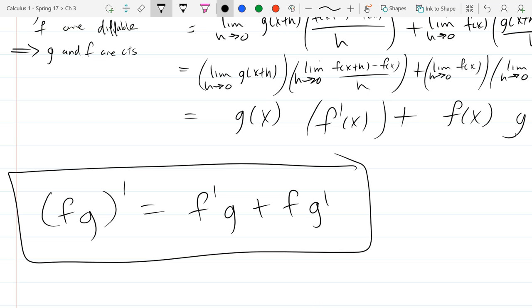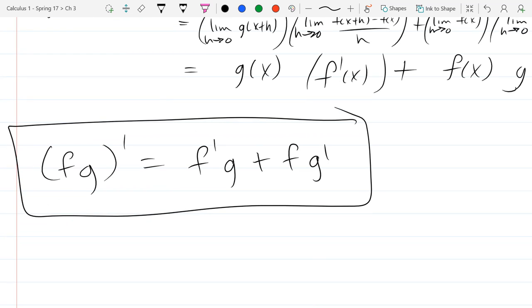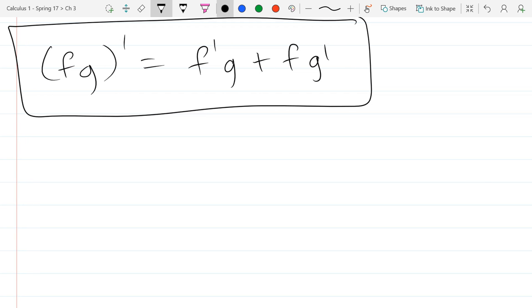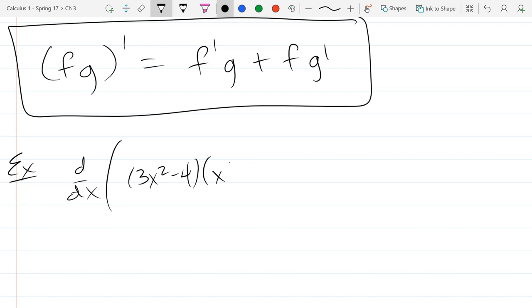And when we write these at the end, we'll use u and v for the two functions. All right, so use this product rule here to find this derivative: 3x squared minus 4 times x to the fifth minus square root x. Before you can even use the product rule, you need to rewrite the square root with a power, and then you can use the product rule.